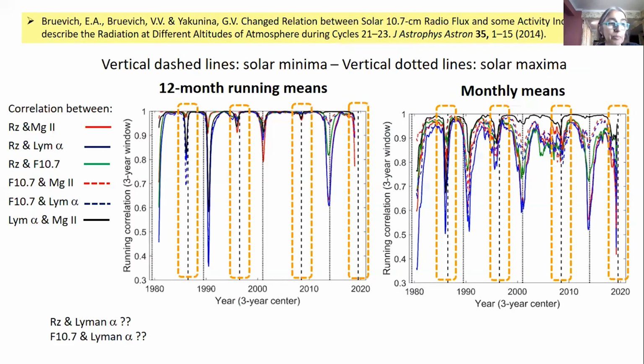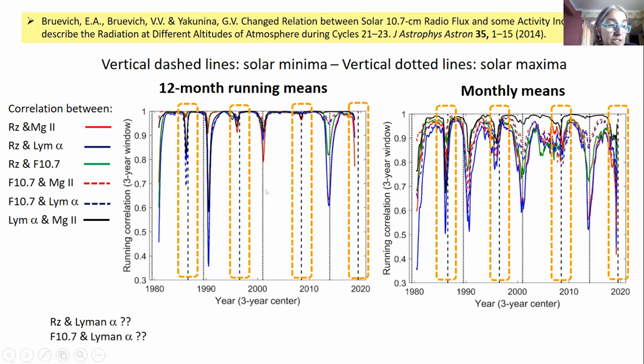Based on a work by Bruevich et al. 2014, we analyzed this correlation for subperiods in order to go through the different phases of the solar cycle and isolate minimum periods. In the figures, we can see the running correlation using a 3-year window for each of the 6 pairs of solar UV proxies. Here is the color code for each pair. And here is for the smooth series, and to the right we have the monthly mean series.